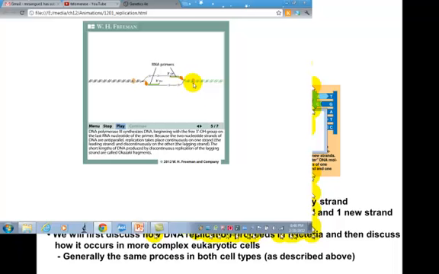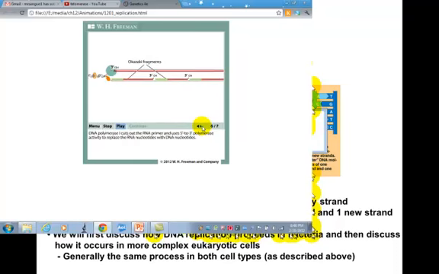This thing has to replicate to both sides. And if you keep on opening on this side, the other sides are going to get coiled and coiled up and coiled up. So you need to have these gyrases here. They are going to relieve the stress. Then at the replication fork, we're going to see more in this lecture.